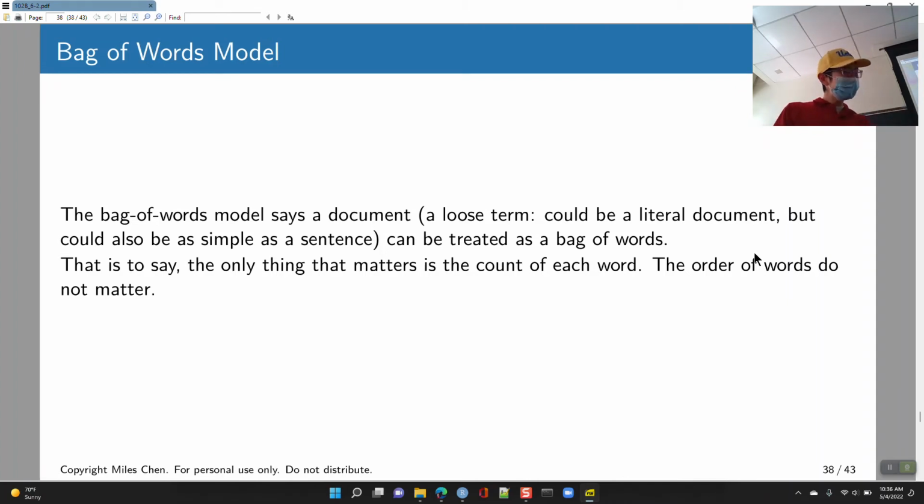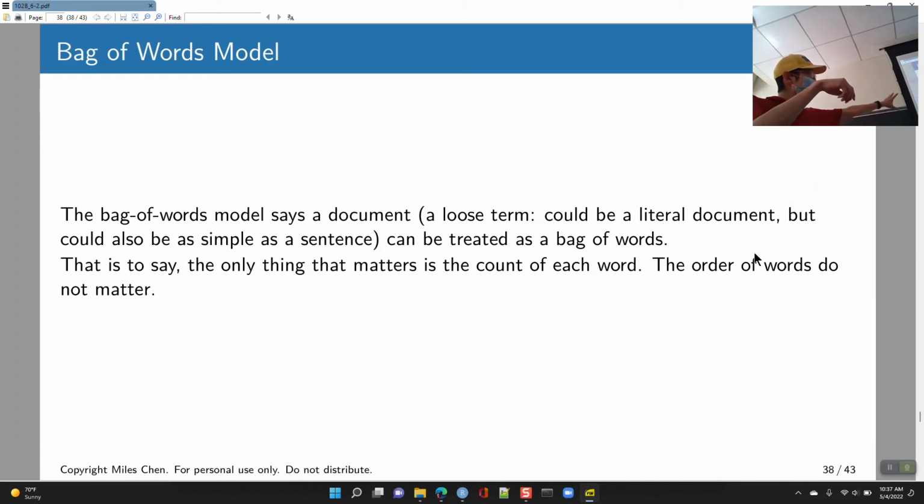Because you're going to treat all of these words as being independent of each other, this is effectively what we call a bag of words model. Okay? The bag of words says a document can be treated as a bag of words. And the term document is a very loose thing. Basically, a single sentence can be a document. It could be a literal document like a newspaper article or a Wikipedia article, but you can also say a tweet is a quote-unquote document, or a caption to a picture is a quote-unquote document, and all of those things.